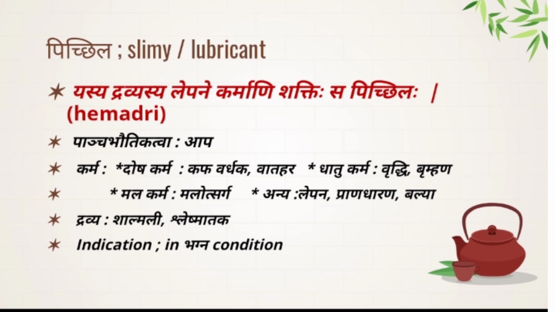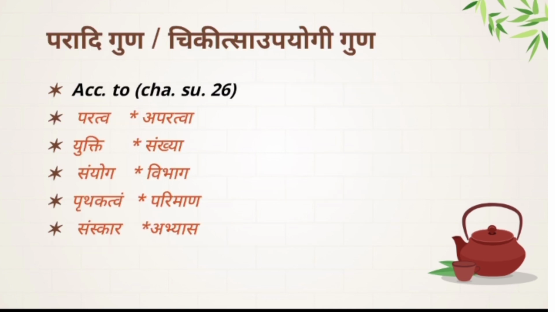Dravyas like shalmali and shleshmataka, which provide sliminess and oiliness to the body, are nothing but the pichila guna yukta dravyas, indicated in a bhagna condition. If there is a bone fracture or any kind of fracture, then we need to indicate pichila guna yukta dravyas, especially shleshmataka or shalmali. Next comes the paradi gunas or chikitsa upayogi gunas.